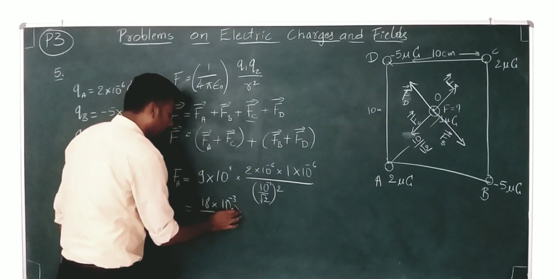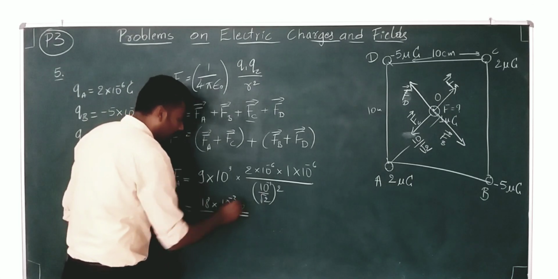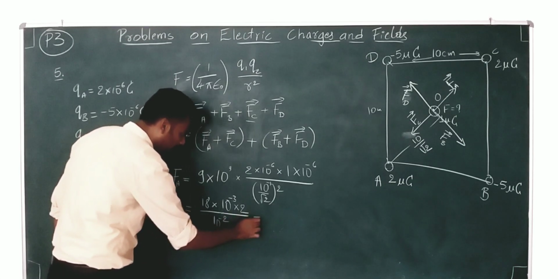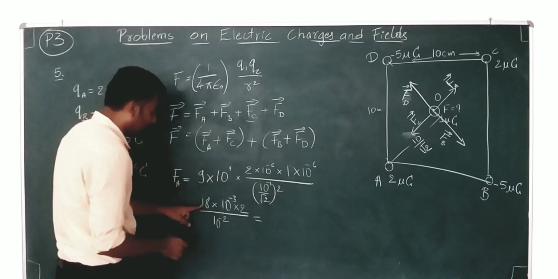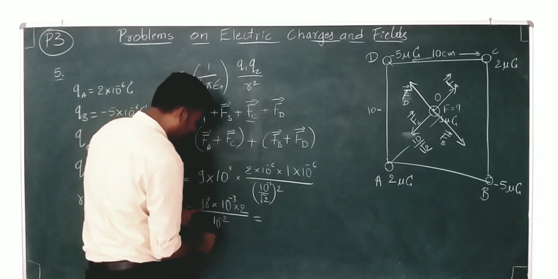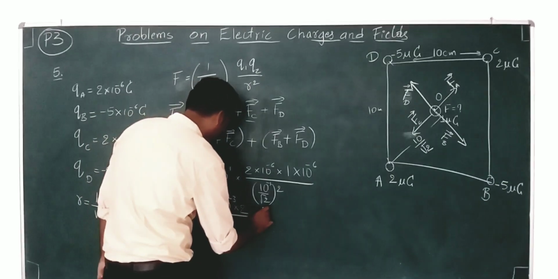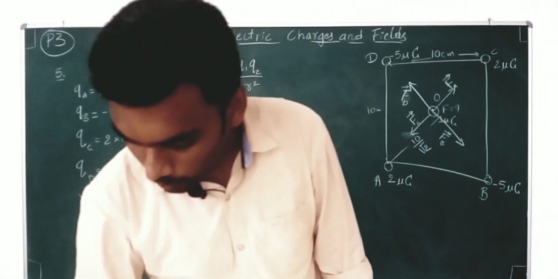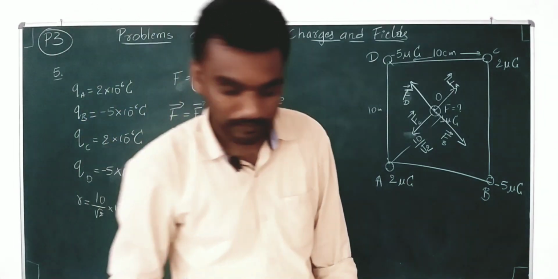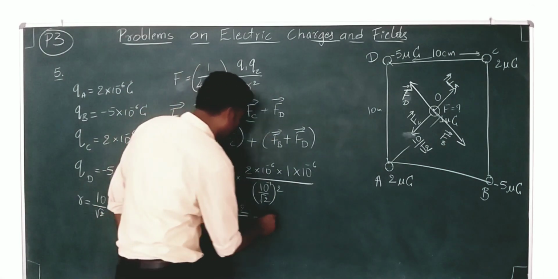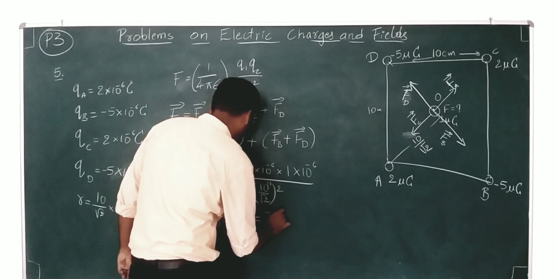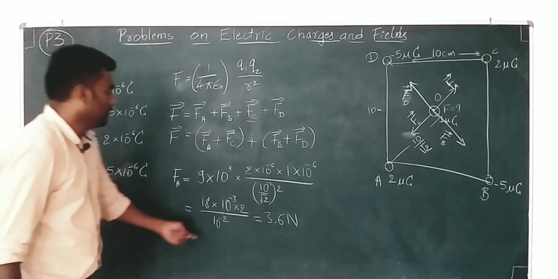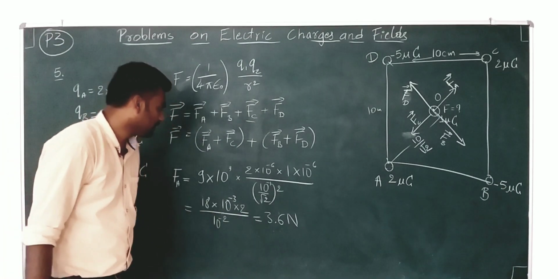Which is 2, comes to the numerator, and what lies in the denominator is 10 to the power of minus 2. Simplify this, you will have the force due to charge A on charge O, which is 18 to the 36 into 10 to the power of minus 1, so 3.6 Newton, because 36 into 10 to the power of minus 1 it will be.